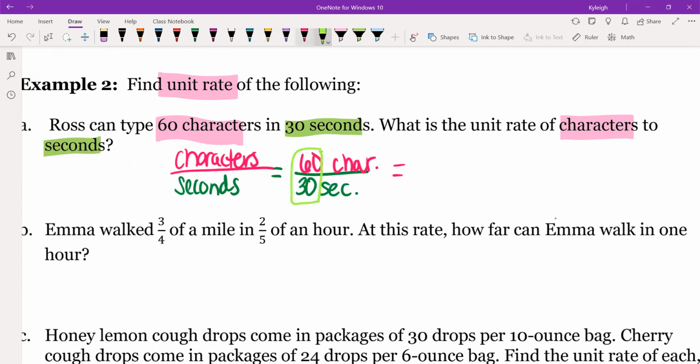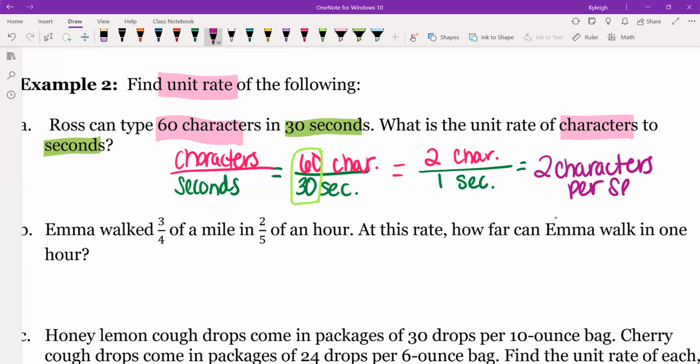60 divided by 30 simplifies to 2 characters for 1 second. So we're saying it's 2 characters per second. Okay, so what we did last time, we stopped here, right? In the last couple of examples, we stopped there. But because it's the unit rate, we need to keep on going all the way until we get a simplified denominator of 1.